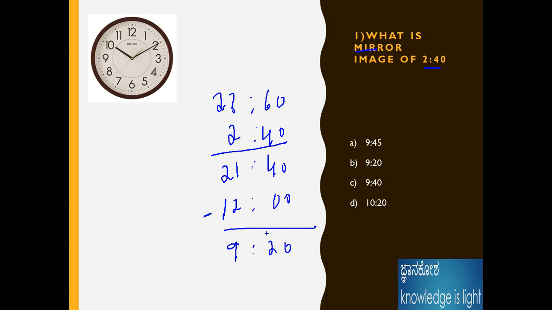The answer is 9:20, mirrored. Directly we can answer it as 9:20. How can it be written like that? Because 2 is reciprocal to 10, as I already told. Logically we can answer this as 9, and as for 40, 60 minus 40 is 20. If you know it confidently, you can definitely answer without any calculation. We can write it as 9:20.